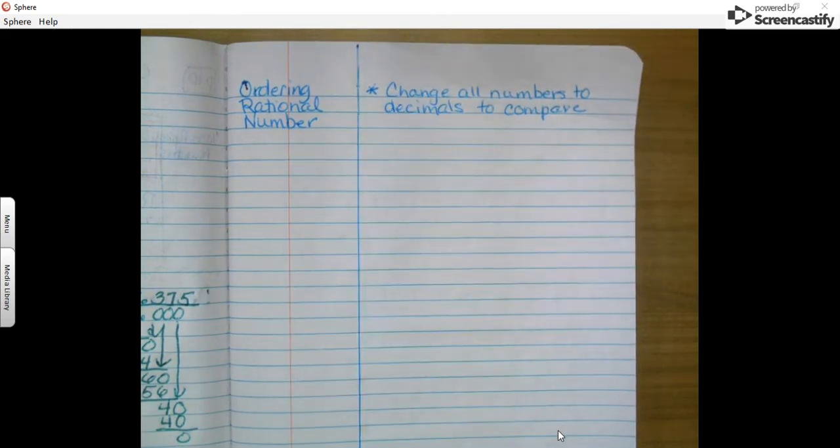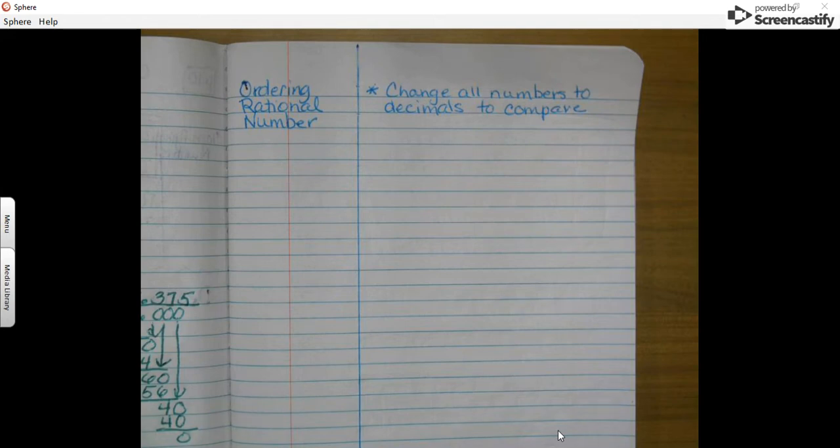Think about it. Can you compare an apple to an orange? Well, you can say that they're both fruit, but you can't say which one is better, right? You need to actually be comparing the same thing in order to say which is better. So it's the same with numbers. I need to have them all in the same form so I can figure out which is greater, which is lesser. And so that's what the first bullet point's saying. It's saying change all of the different forms of rational numbers into decimals to compare them.